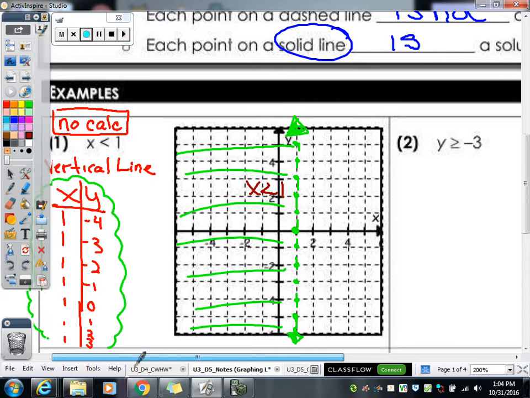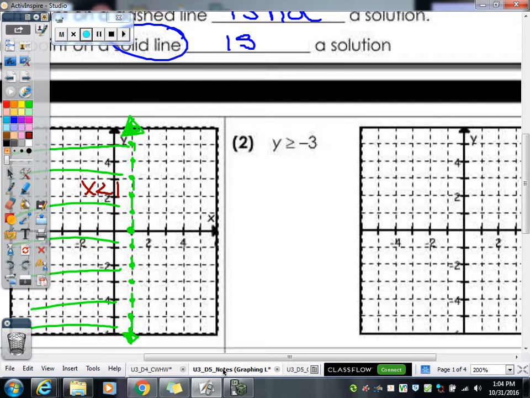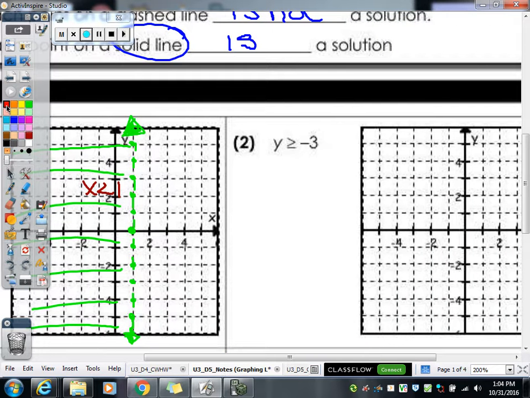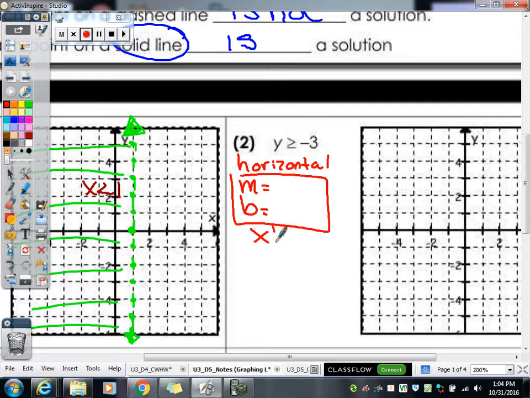So if this is vertical, then the next one is going to be horizontal. And if you think of the y-axis as going up and down, it's opposite of what you think. That's how I figure it out. So this is a horizontal line. But we can do M and B with this one, and we also can do a table. We're going to do both. We're going to overdo it so you guys see and remember it.